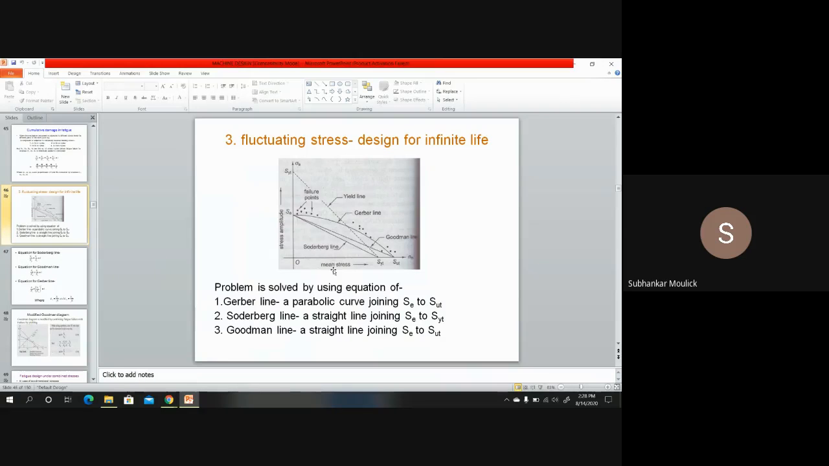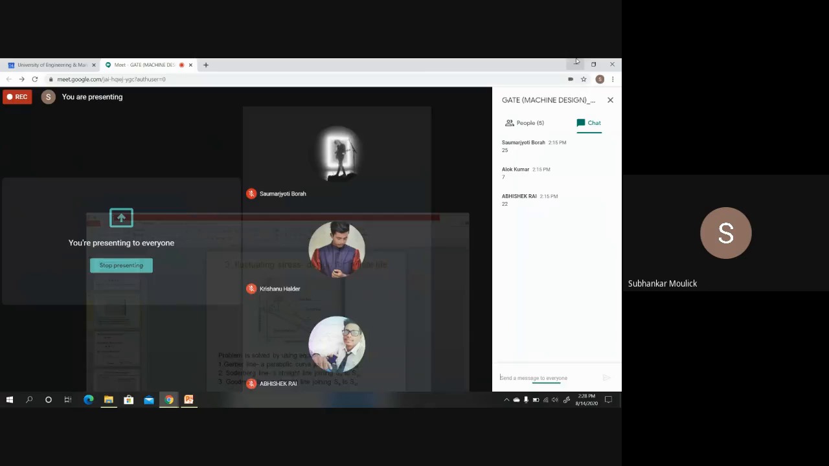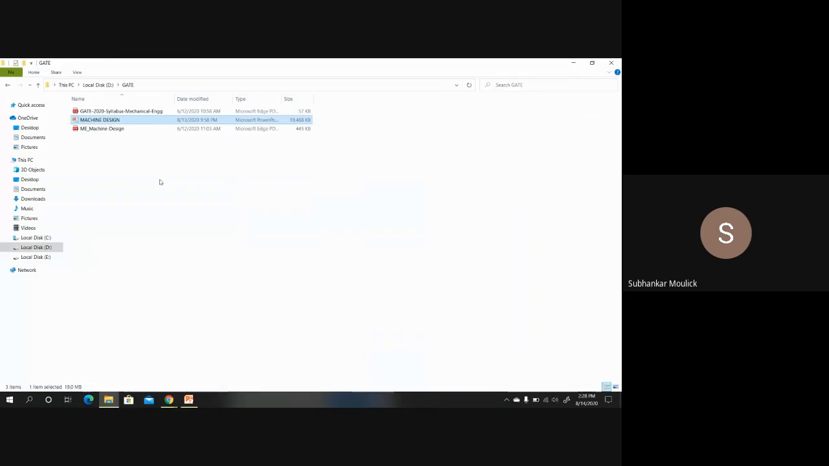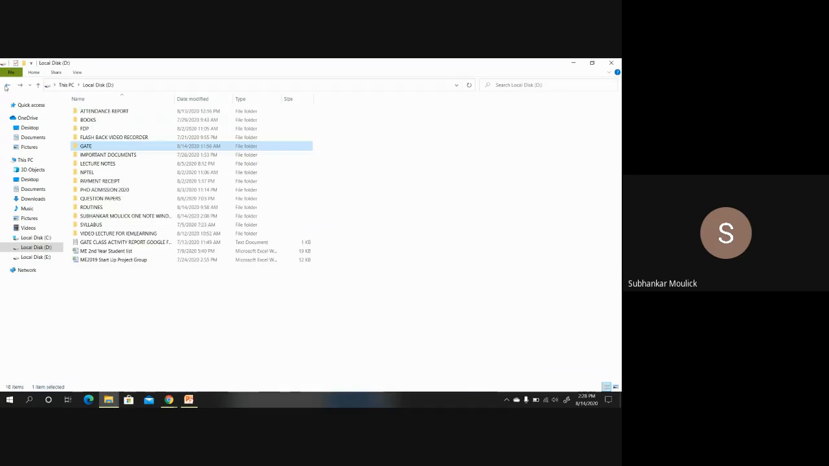Okay, fine. So if I want to find out the equation of the Gerber line, since it is a parabolic curve, it has to follow the equation of a parabola, and the remaining two lines, the Soderberg line and Goodman line, are straight lines, and I know that the straight line equation is given by x by a plus y by b is equal to 1.